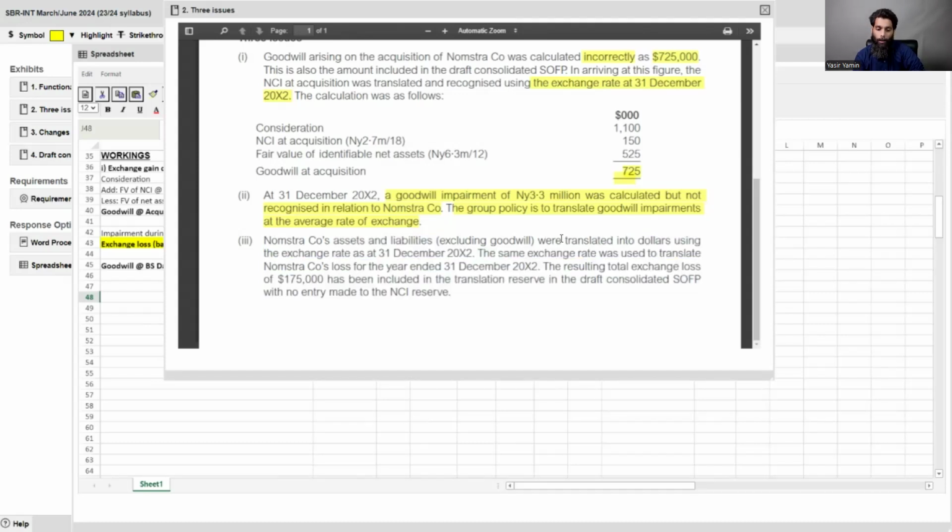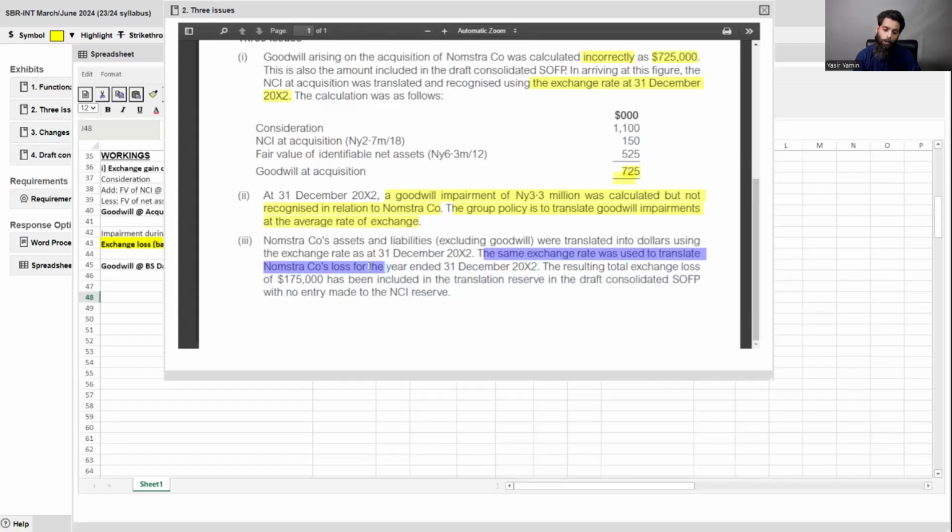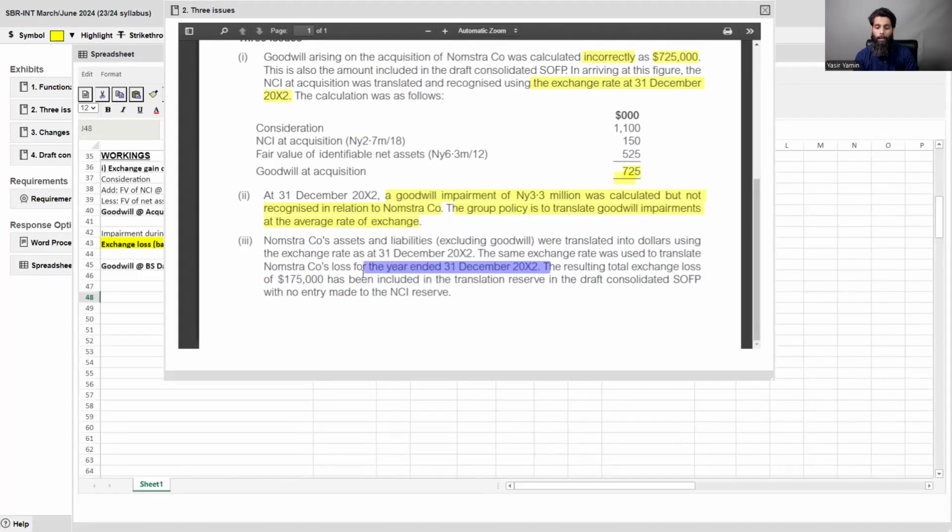Using the exchange rate as at 31st December 20x2, that was the right decision to do. The same exchange rate was used to translate Normstra company's loss for the year ended 31st December 20x2. The resulting exchange loss of 175,000 has been included in the translation reserve in the draft consolidated SOFP with no entry made to NCI.